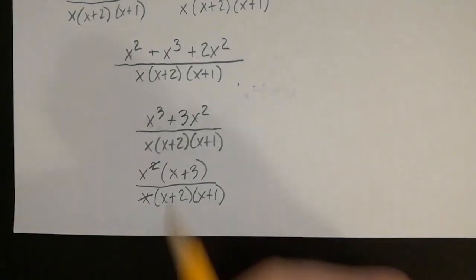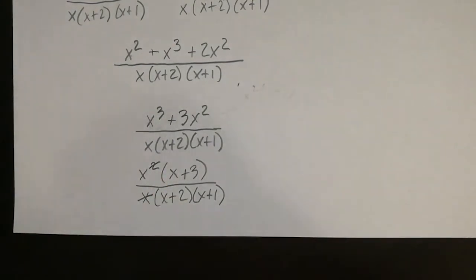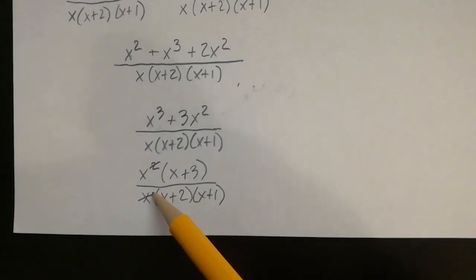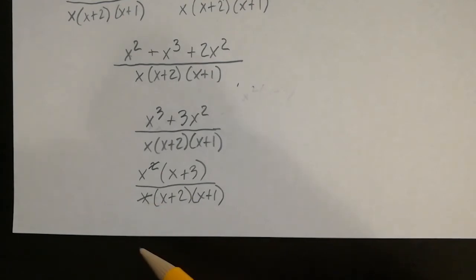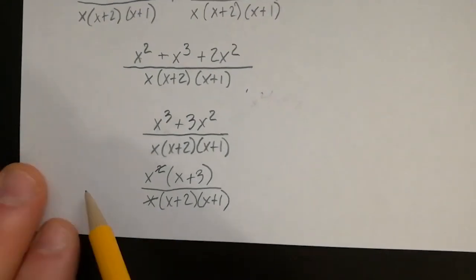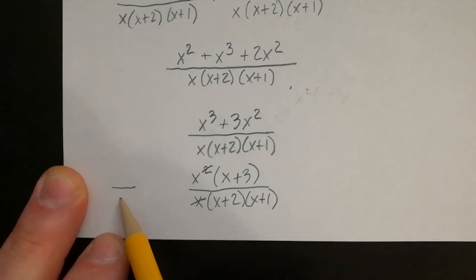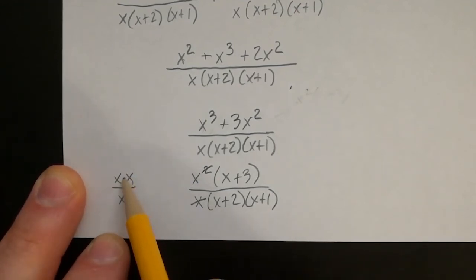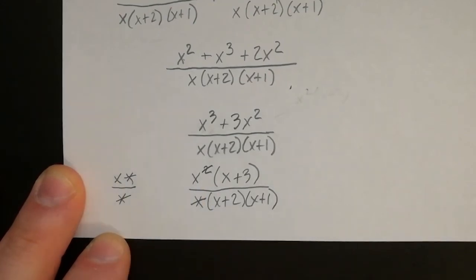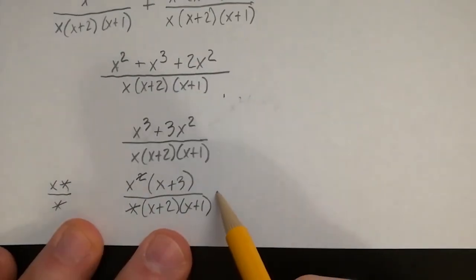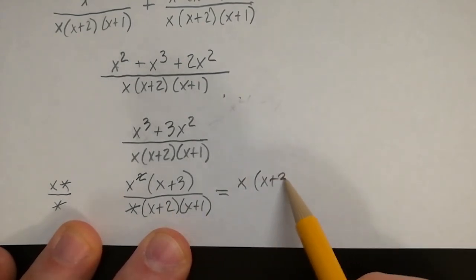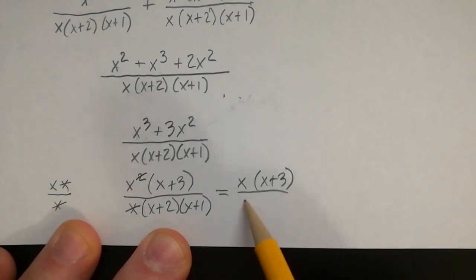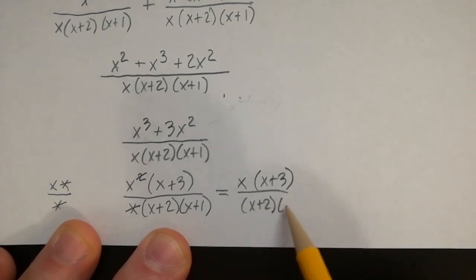It might have been a while since you've had this situation, but we have x to the first here, x to the second here. In a way, you subtract the exponents. Or here's another way to think about it, if you're a little rusty on this: x squared is x times x, and so one of those cancels out, and you're just left with an x on top. So what this comes out to, rewriting it here, is x times x plus 3 over x plus 2 times x plus 1.